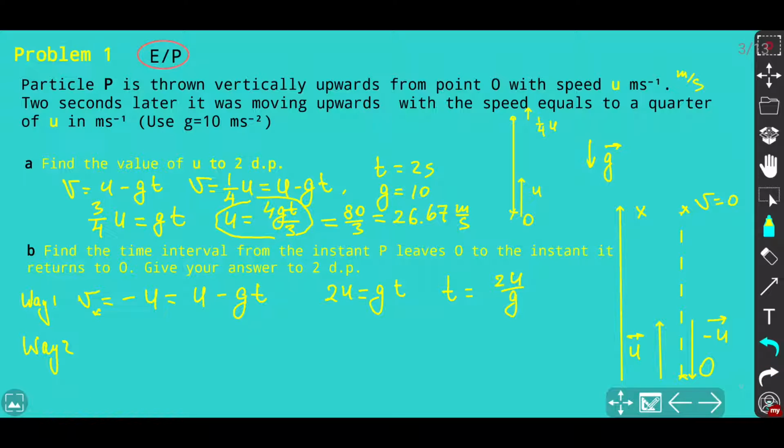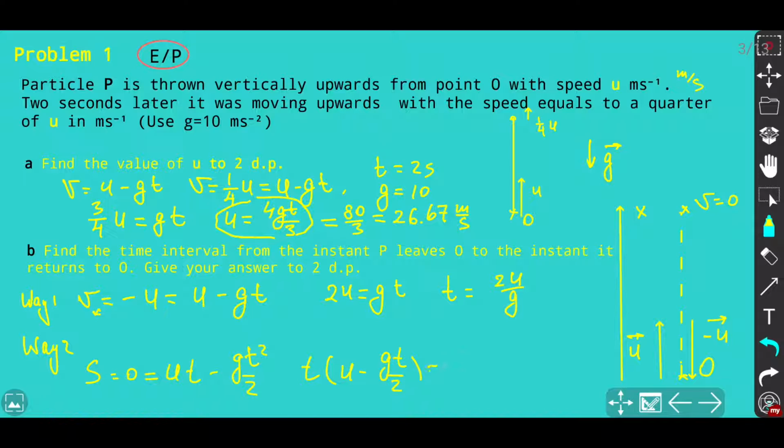So I can consider the total displacement, okay? It's obviously 0 because it goes upward and then the way back. And total displacement, as you remember, is a vector connecting the starting point and the ending point, so it is going to be 0. And according to the formula, it's going to be equal to ut minus gt squared over 2. So hence you need to solve this equation: ut minus gt squared over 2 equals 0. So you can factorize t, and in the brackets you'll get u minus gt over 2.